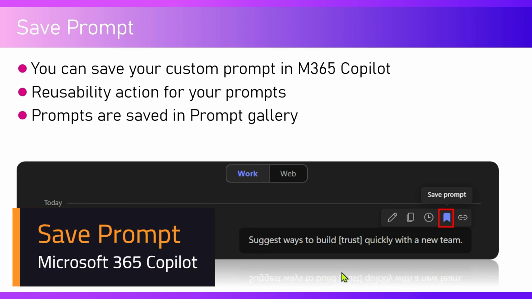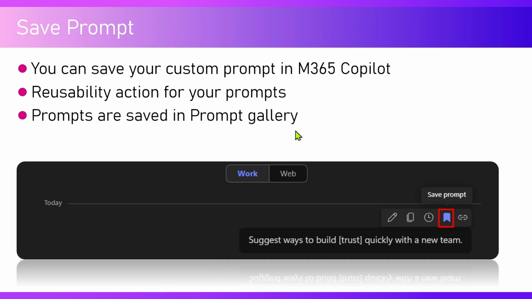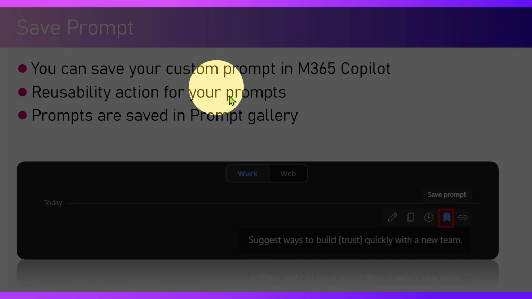In this video, I'll show you how to save your prompt, which you type in M365 Copilot chat while interacting with the agent. Now, you can save your custom prompt in Microsoft 365 Copilot. Basically, it allows reusing your prompt for different scenarios. So, a reusability action for your prompts, and prompts are basically saved in a prompt gallery.